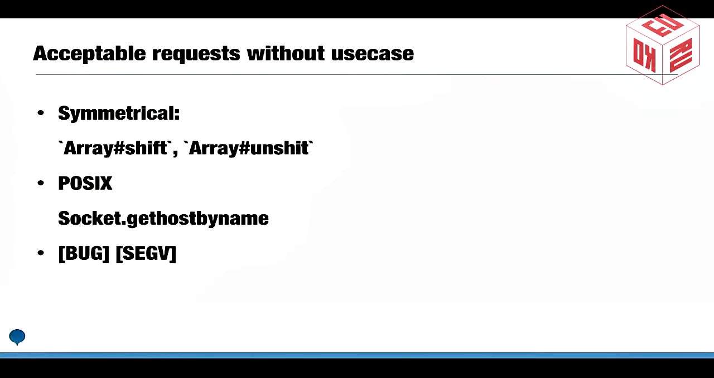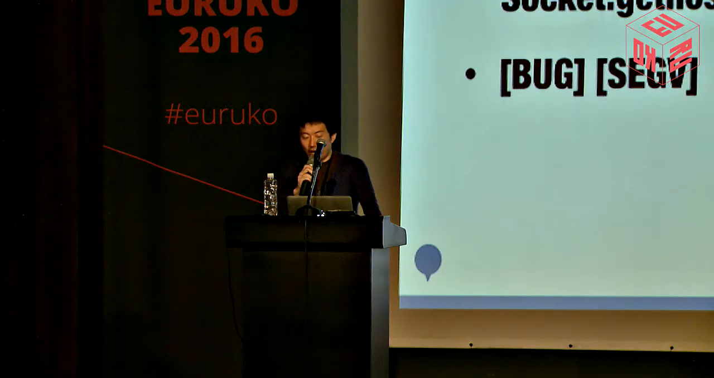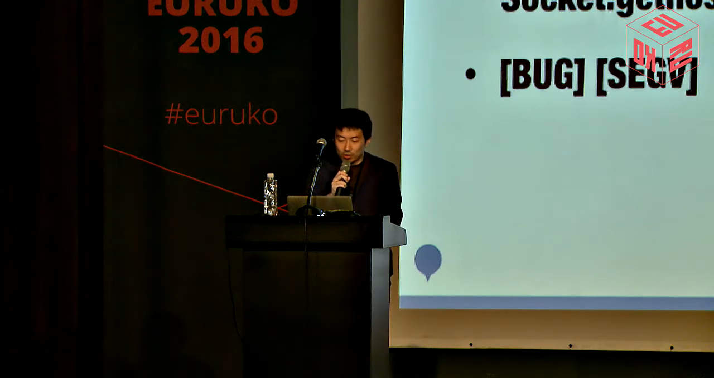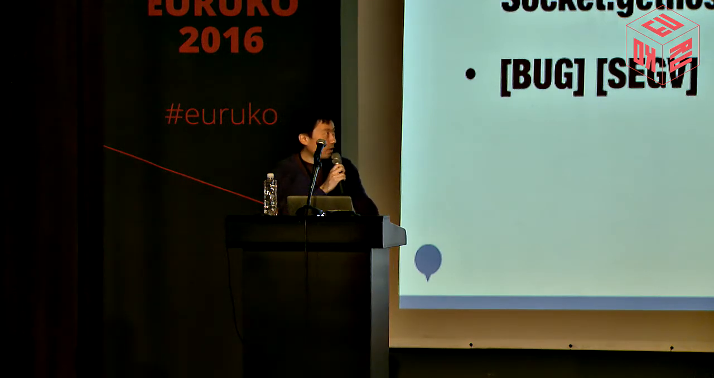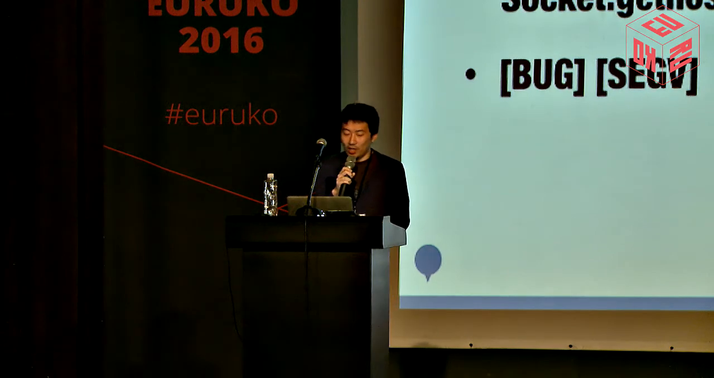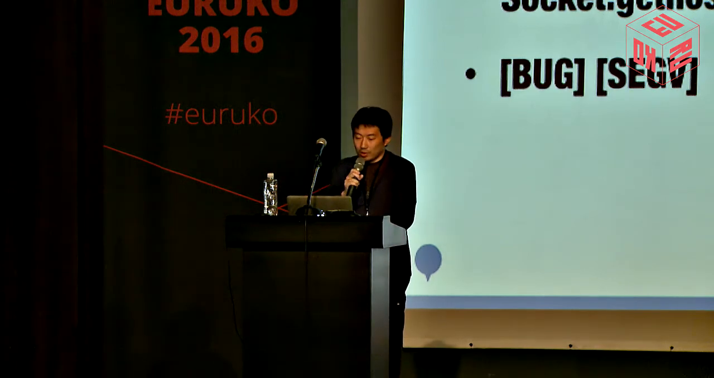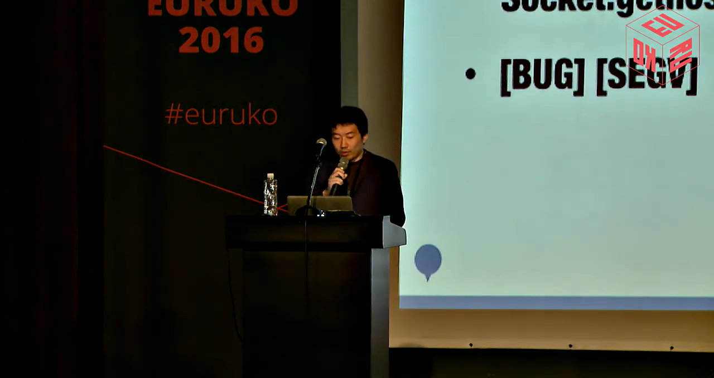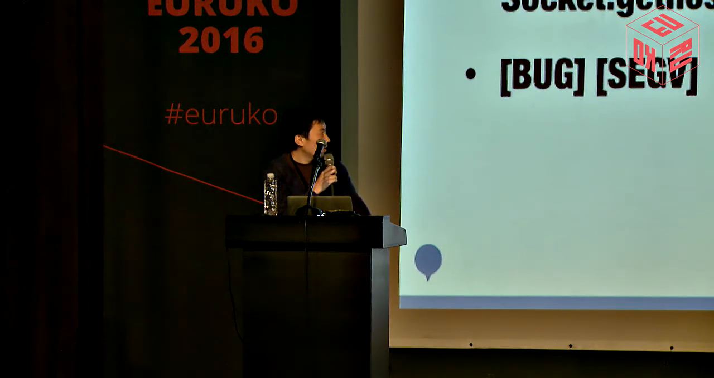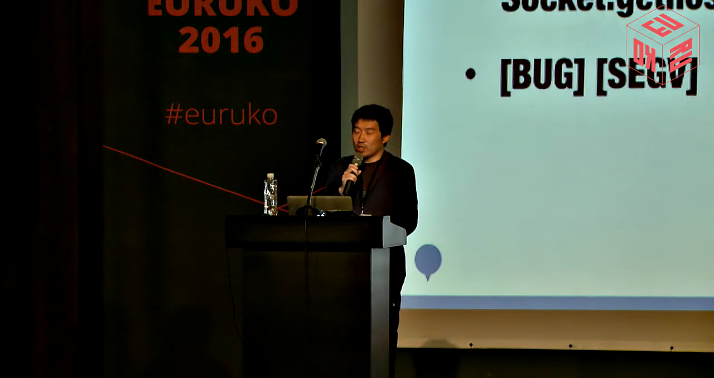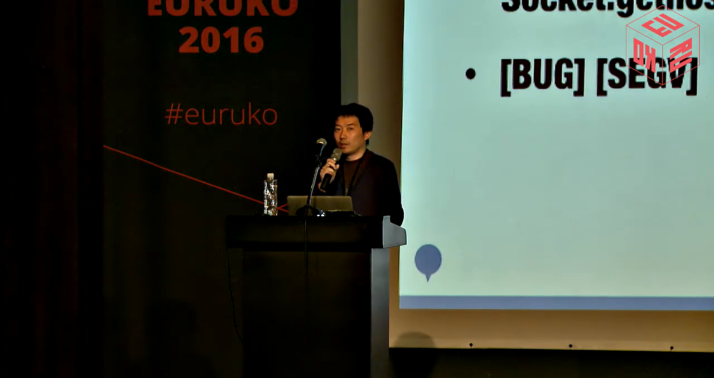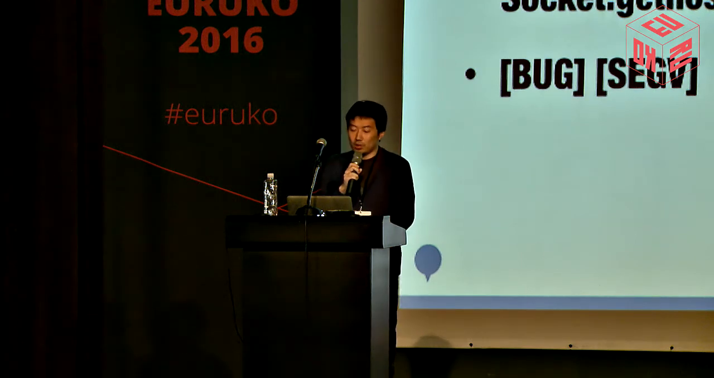However, Matz accepts some cases without use cases. It's a secret. These are symmetrical cases, like the Array shift and unshift methods. It's a symmetrical method. If you find an unsymmetrical method, you can propose a symmetrical method. And system calls defined by POSIX, like the Socket gethostbyname method. It is defined by POSIX system calls. We will add this system call as a Ruby method.